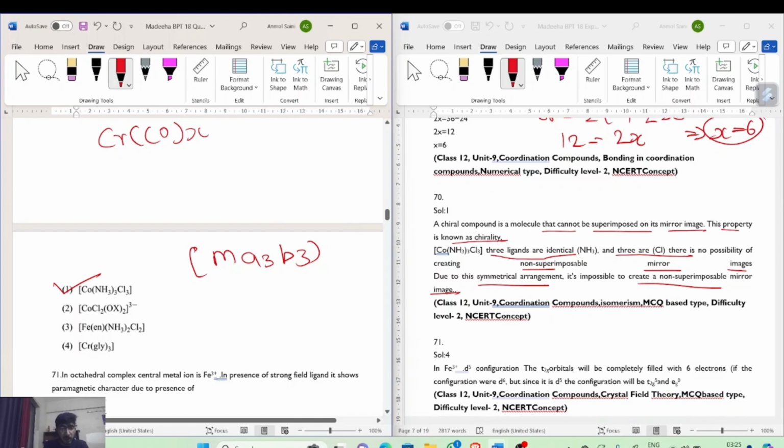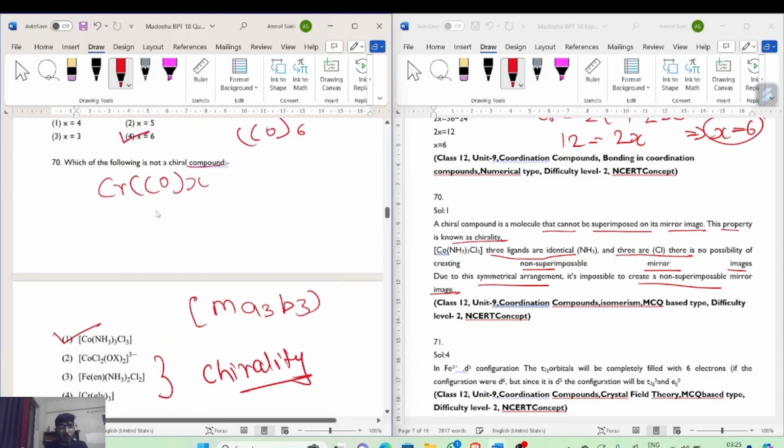If we check all the other options, the metal is not in that form that cannot exhibit chirality. So all of these will exhibit chirality. We have to tell which of the following is not a chiral compound, so option number A is not a chiral compound.